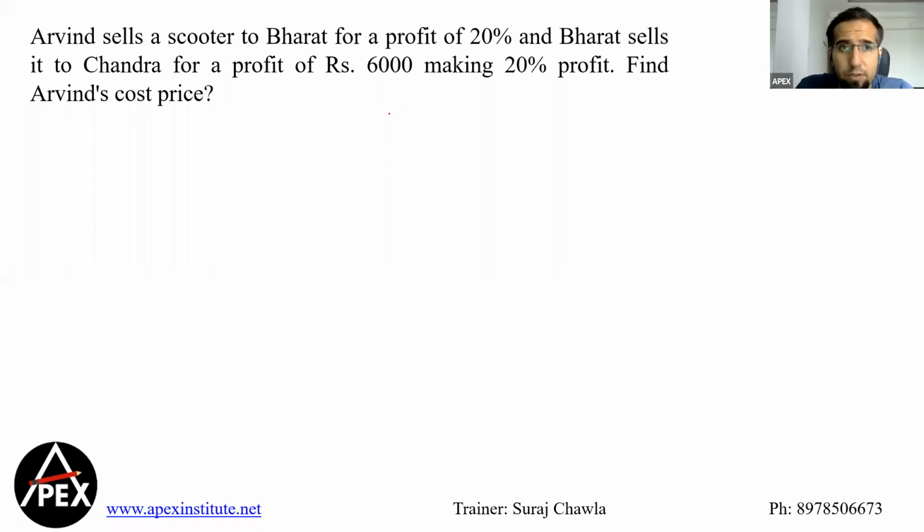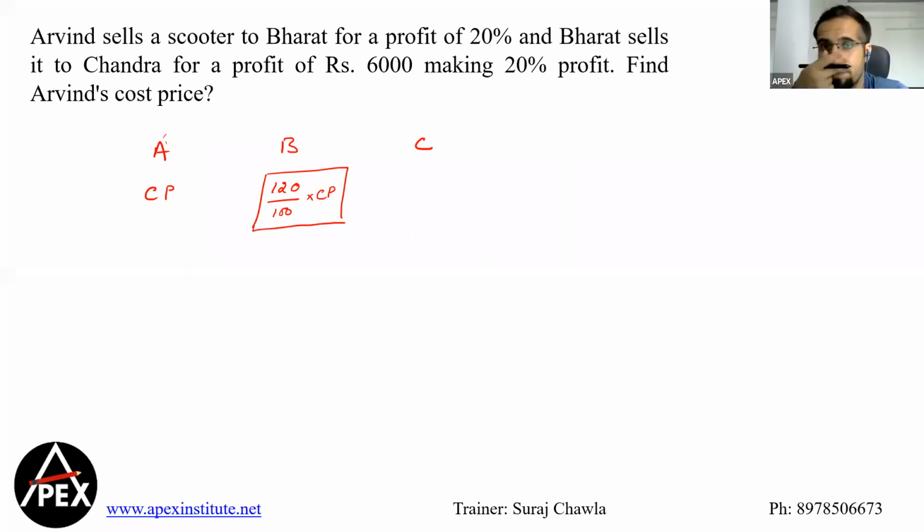So let's see this, guys. So I have Arvind, I have Bharat, and I have Chandra. Arvind sold a scooter to Bharat. So if Arvind's cost price is CP, then can I say Bharat's cost price is 120 by 100 of CP? This is the selling price of Arvind, which is also equal to cost price of Bharat.